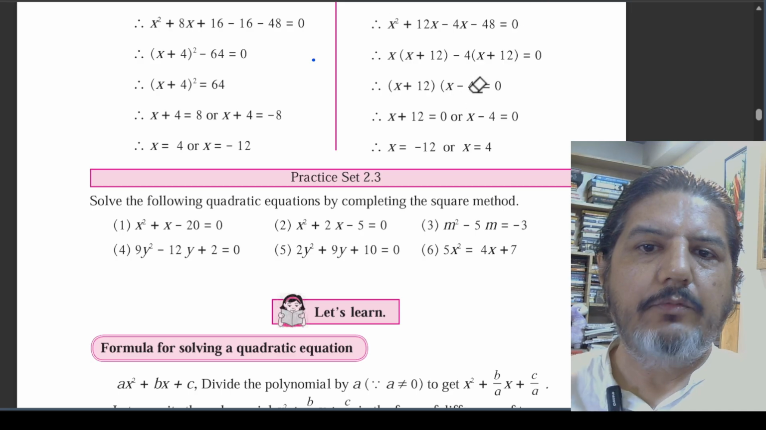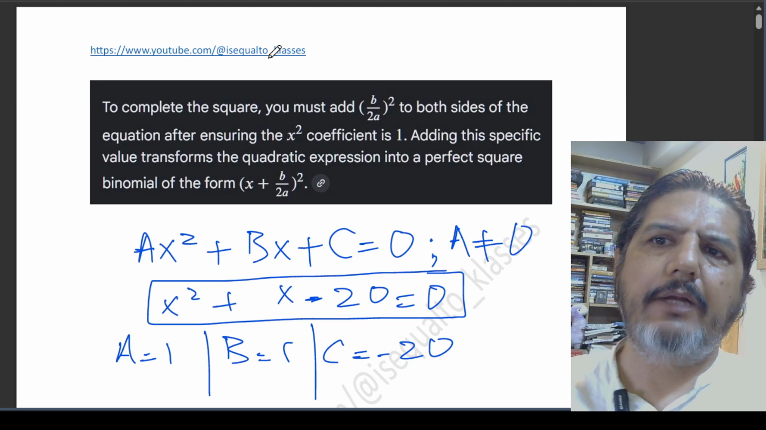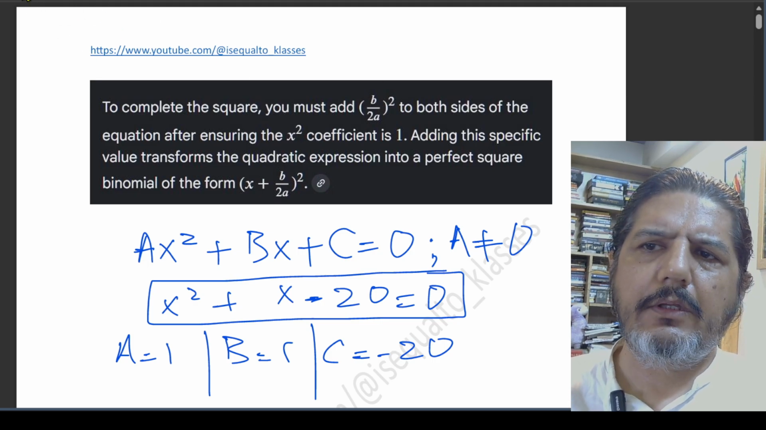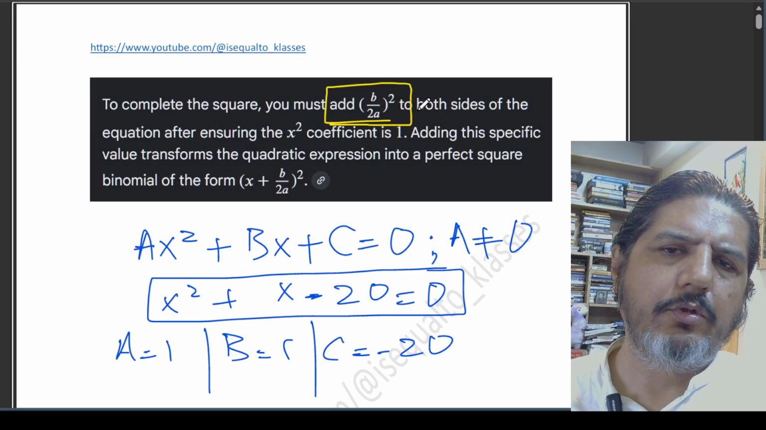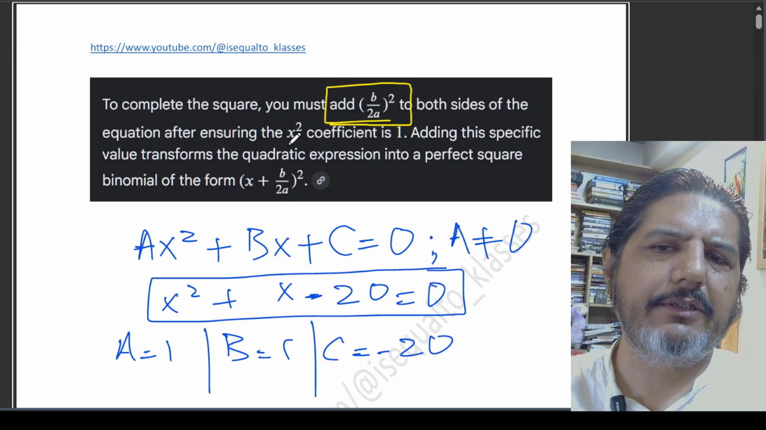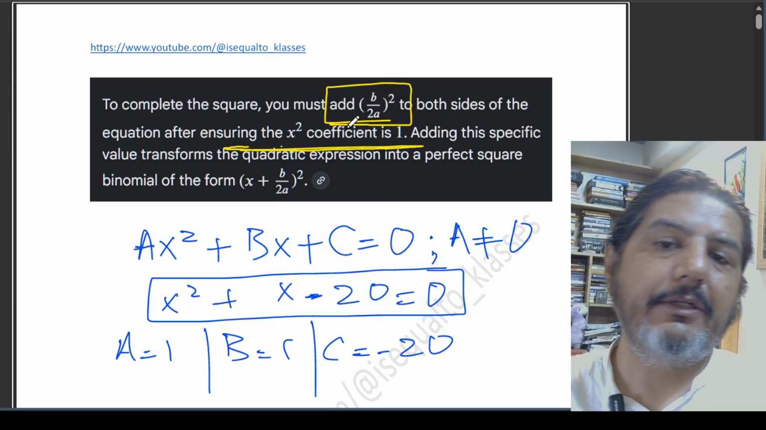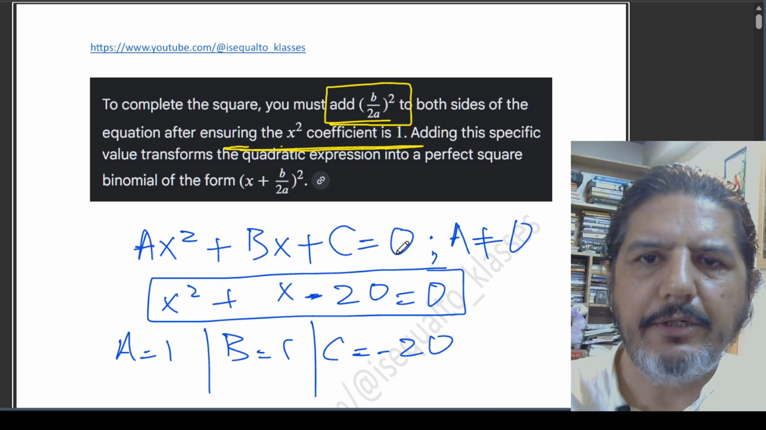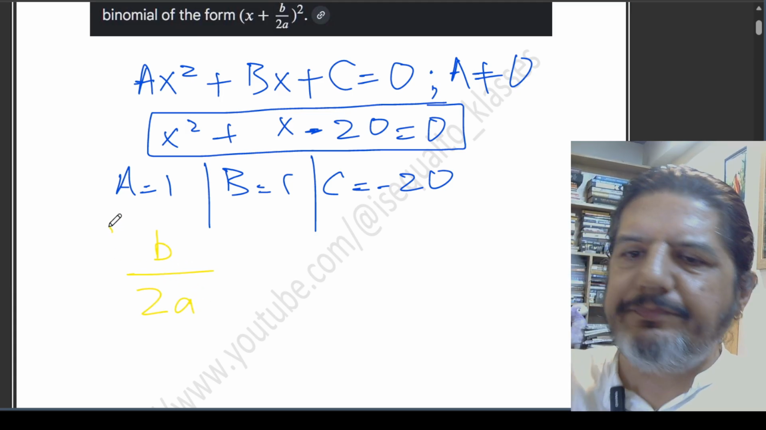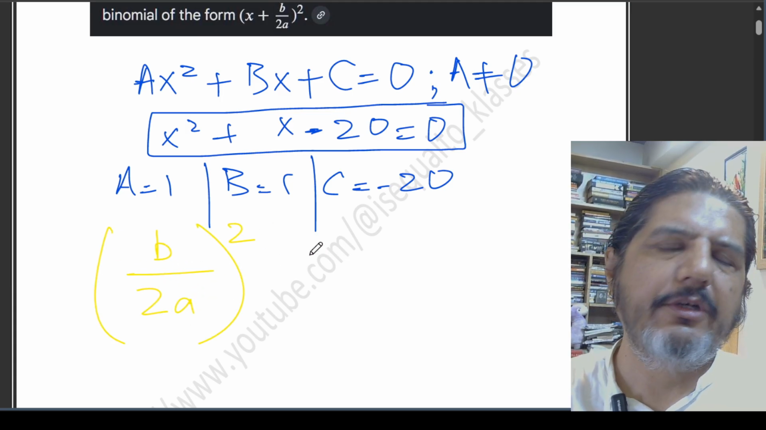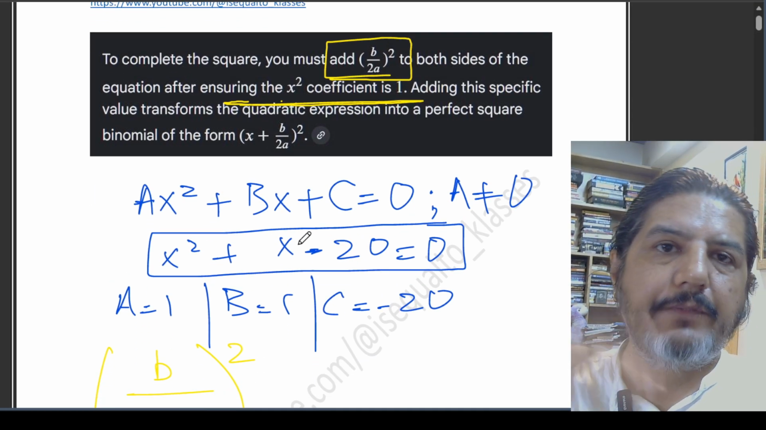Okay. So for completing the square, I'll be sharing a very simple thing that you can do. All that you need to do is add minus b upon 2a whole square to both sides of the equation, after ensuring the x square coefficient is 1. So what is the meaning of this? What you need to add to both sides of the given quadratic equation is b upon 2a whole square.